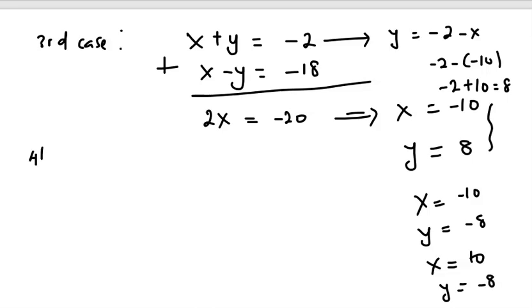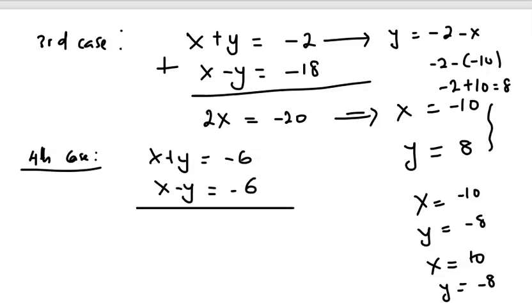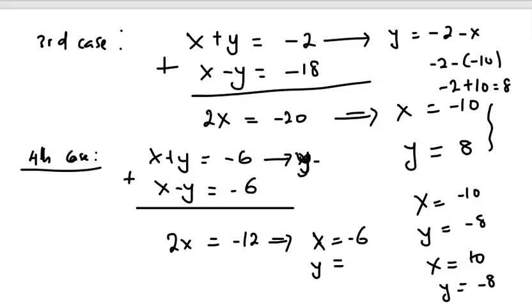But let's go to our fourth case, the final case here. So this is where x plus y is equal to negative 6 and also x minus y is equal to negative 6. So add, so we get 2x is equal to negative 12. From here, we get x is equal to negative 6, and y is equal to negative 6 minus x. So negative 6 minus negative 6 is 0. So here we get x is equal to negative 6, y is equal to 0.